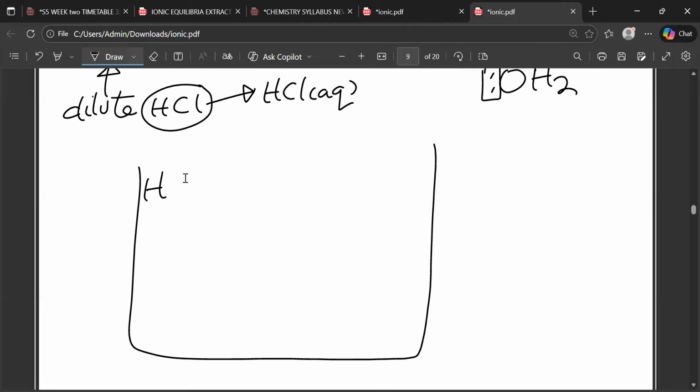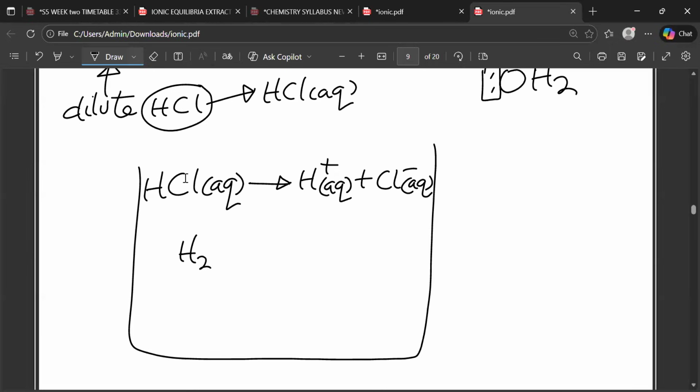If we're having the HCl aqueous, it gives us the H plus, of course aqueous, and the Cl minus, of course aqueous. But we are saying in the same beaker there is some water because our acid is what? Dilute. And I said I would draw a few, three of them only.